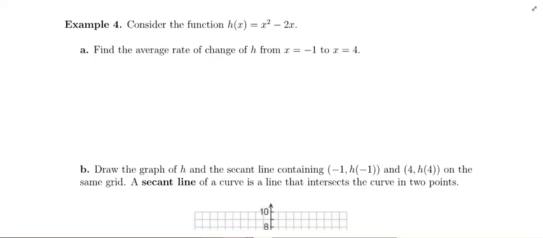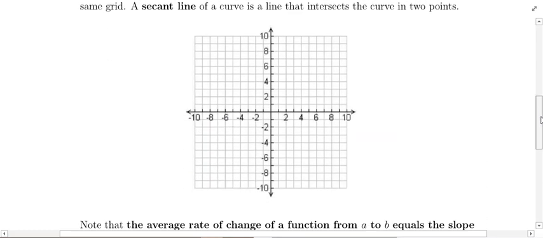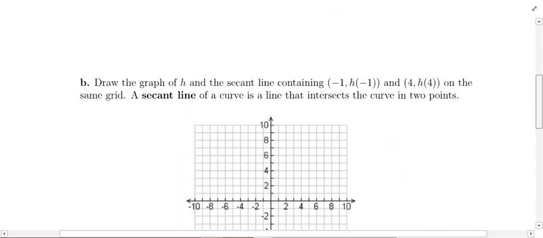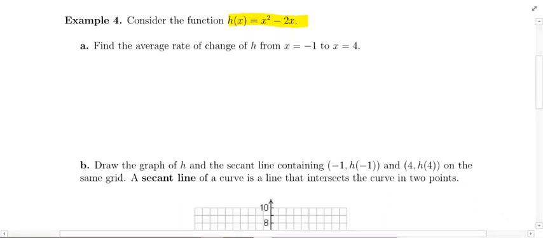In example 4, not only are we going to compute an average rate of change, but we're also going to try to make sense of it, okay? So in example 4, the function that we are going to be working with is h of x is equal to x squared minus 2x. That is the function we will work with through this entire example, okay? This example takes up the whole page, so you can scroll and see. All right, so let's get with it.